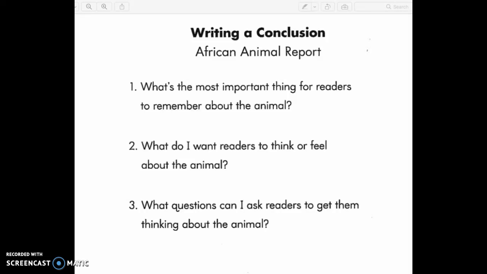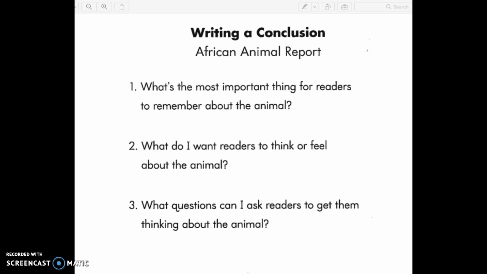Hi, this is Mrs. Larson, and I am going to try to teach you how to write a conclusion paragraph instead of a conclusion sentence. We are going to use these questions, which are for an African animal report, but we are going to change the word animal to the word habitat since that is your topic for your paragraph.